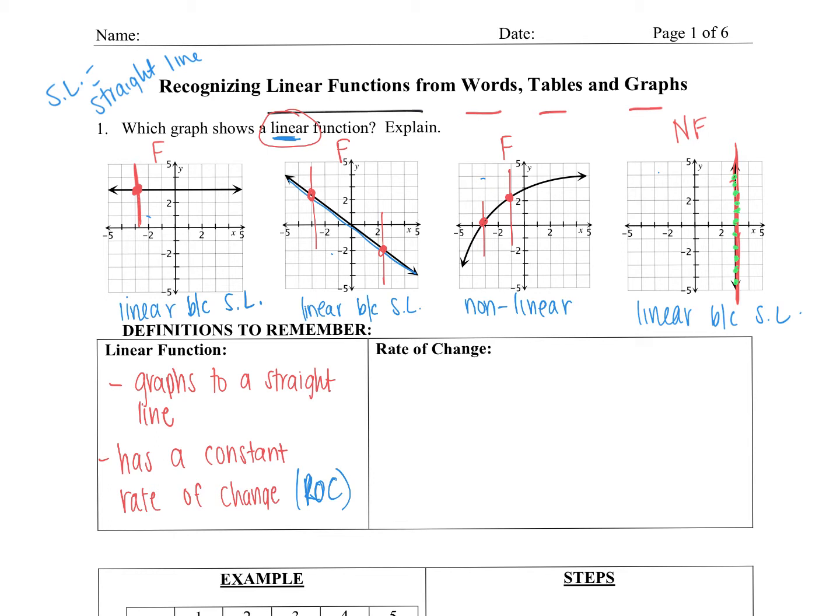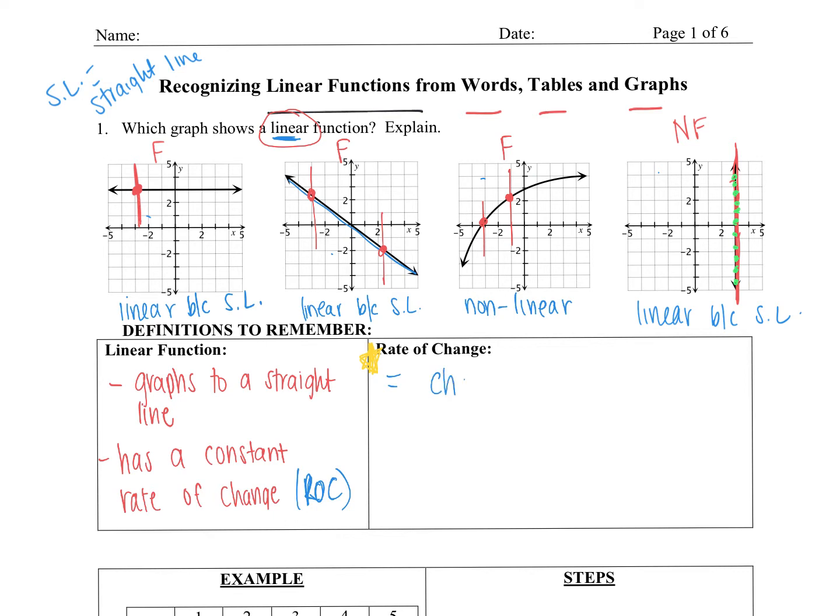Now, rate of change, you guys have learned in 8th grade, so this is kind of just review. But what's going to happen is during this unit, we're going to go more in depth than you did in 8th grade, okay? So the rate of change is a formula that you are going to need to know. This is super, super, super, super, super important. I'm going to star it, okay?